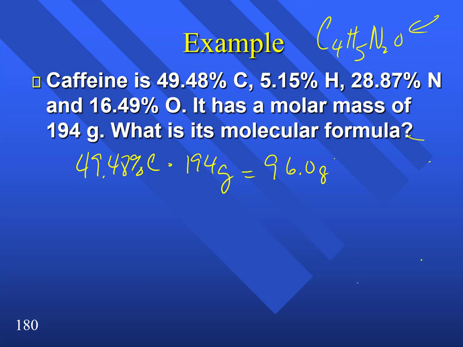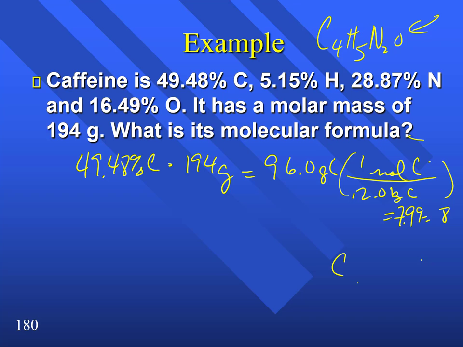Grams of carbon. Take those grams of carbon, change it into moles of carbon. 1 mole is 12.01 grams. I divide that by 12.01, and I get 7.99, which is 8. So in 1 mole of my compound, I can now say I have 8 carbons. So it's going to start off with C8.